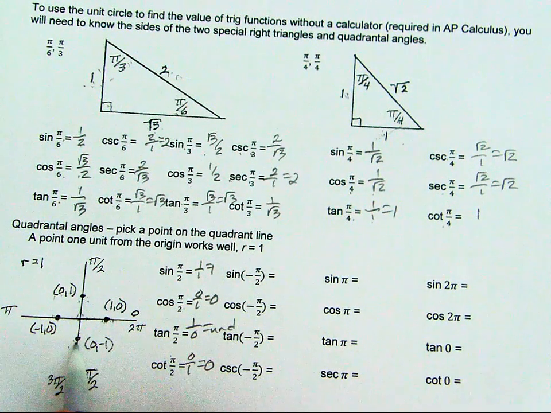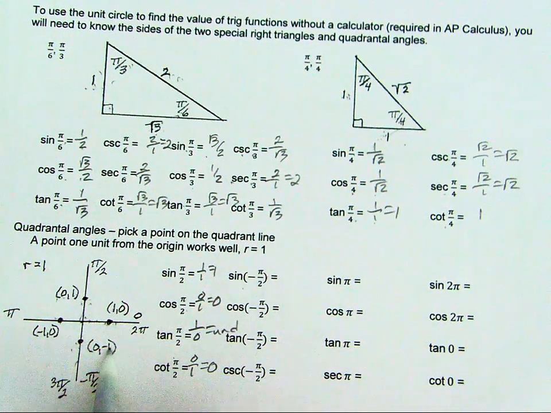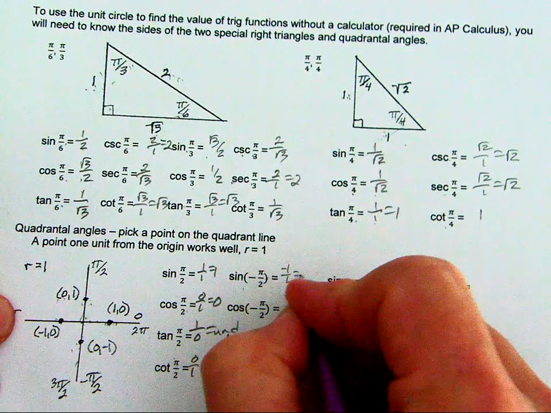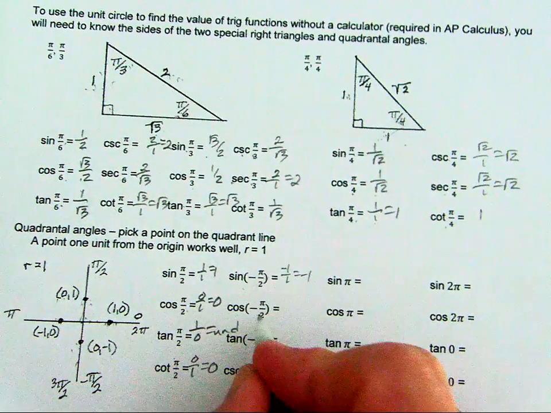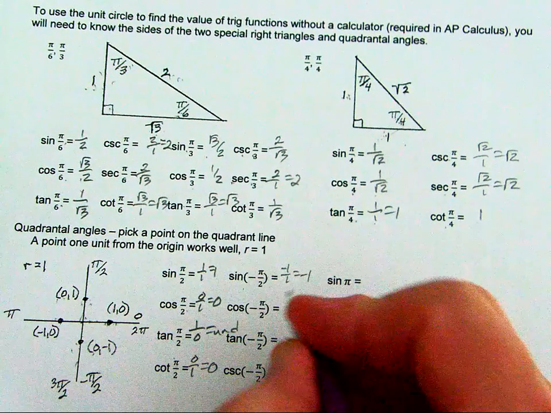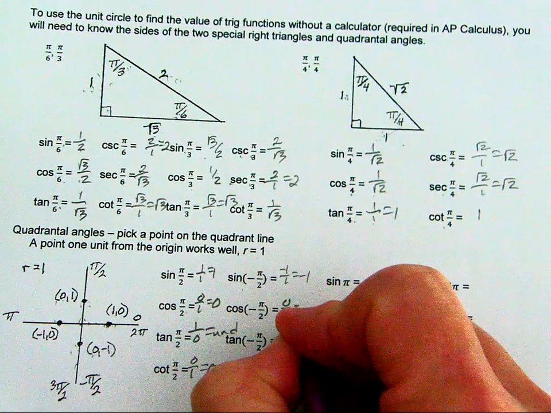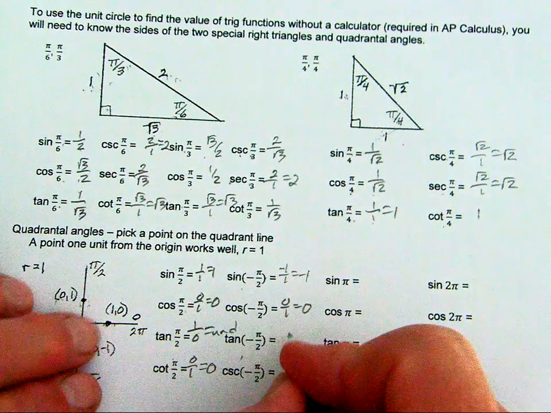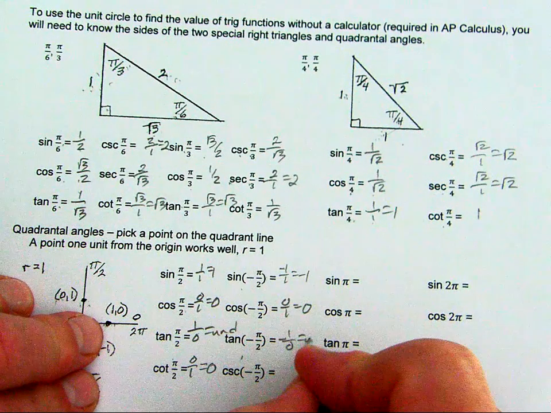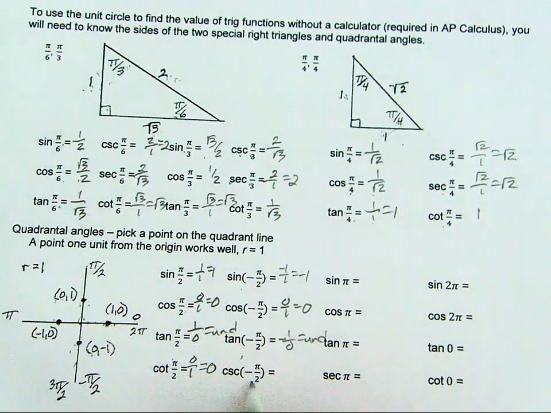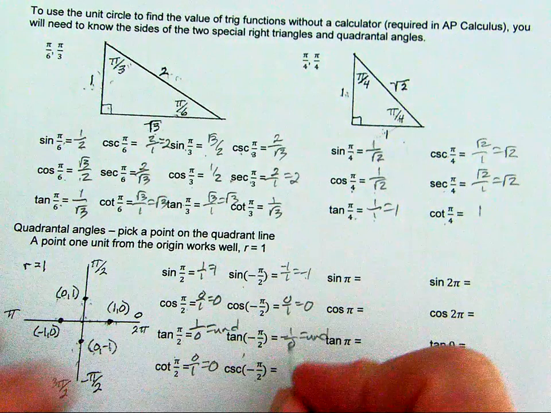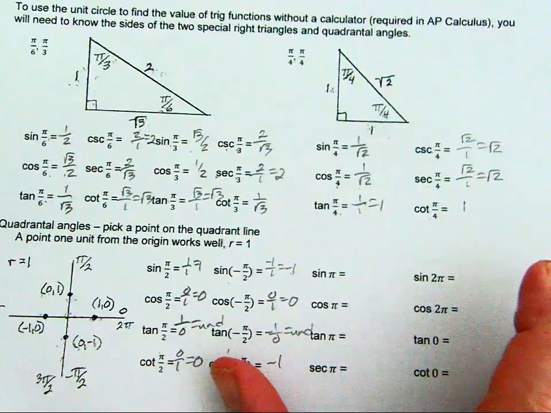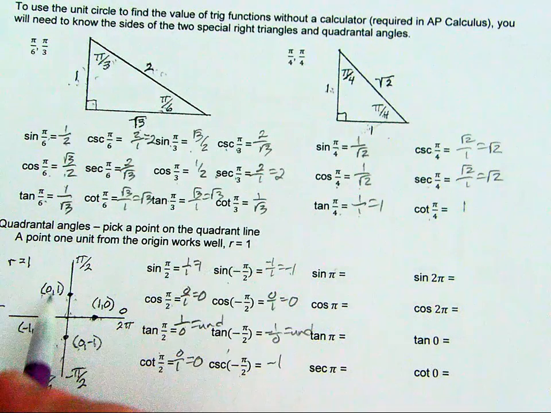If we go to negative pi over 2, well, negative pi over 2 is down here. Sine, again, is y over r. That's opposite over hypotenuse. That's negative 1 over 1, which is negative 1. The cosine is x over r, so 0 over 1. The tangent is y over x, negative 1 over 0, which is undefined. The cosecant is the reciprocal of sine. The reciprocal of negative 1 is negative 1.